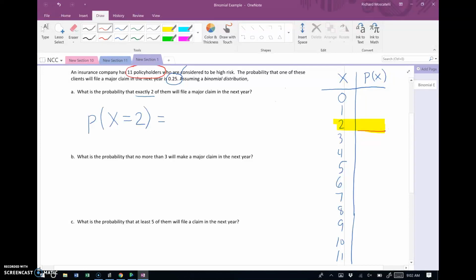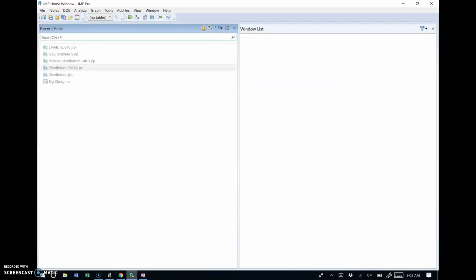Now remember, if we were to work all 12 of these probabilities out and add them up, that result would be 1, don't forget. All right, so now what? Well, you may have learned how to do this question on your TI calculator, and if you remember, you could do that if you'd like. What I'm going to do is show you how to use the JMP software to work it.